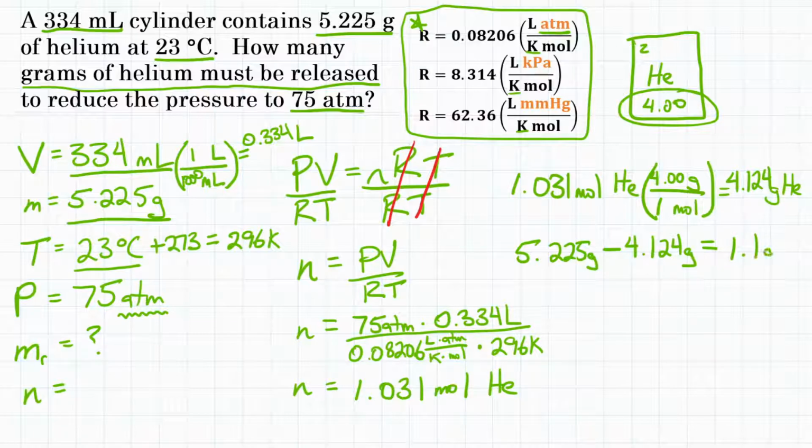Okay, so final answer for a 334 milliliter cylinder containing 5.225 grams of helium at 23 degrees Celsius. How much helium needs to be released to reduce the pressure to 75 atmospheres? That would be 1.1 grams.